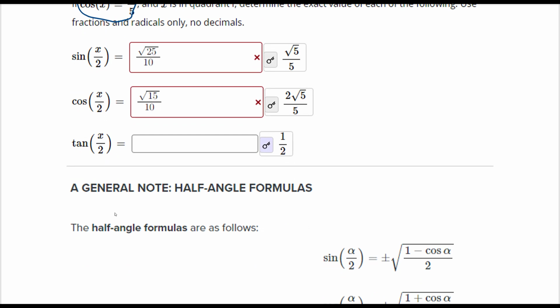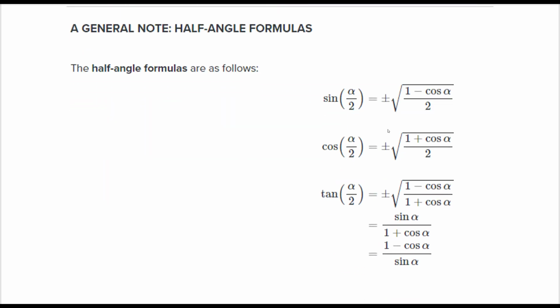It's not that bad. These are the formulas from the book. Sine of the angle over 2 is plus or minus the square root of (1 minus cosine alpha) over 2. The plus or minus depends on which quadrant you're in. Cosine of alpha over 2 is plus or minus the square root of (1 plus cosine alpha) over 2. And tangent of alpha over 2 is plus or minus the square root of (1 minus cosine alpha) over (1 plus cosine alpha). You could also do sine alpha over (1 plus cosine alpha), or (1 minus cosine alpha) over sine alpha.